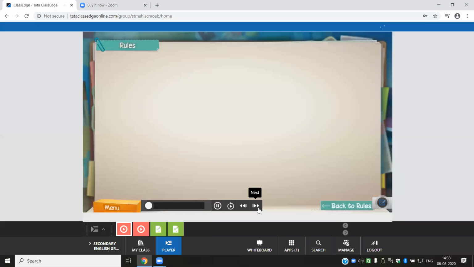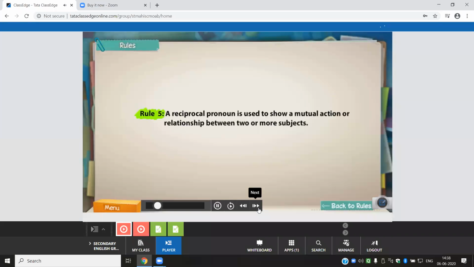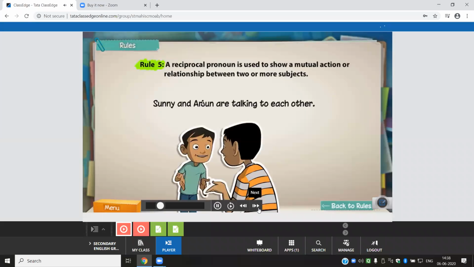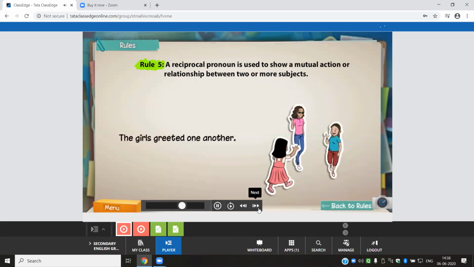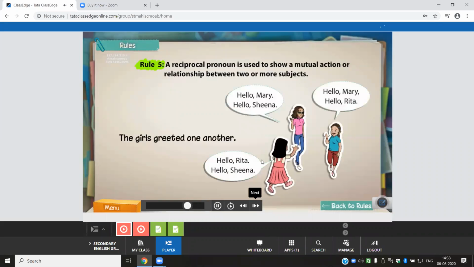You can use reciprocal pronouns to show a mutual action or relationship between two or more subjects. For example, here Sunny is talking to Arjun and Arjun is talking to Sunny. The action is reciprocated, and so we use the reciprocal pronoun each other. Similarly, here, each of the three girls greets the other two. So, the reciprocal pronoun one another is used.